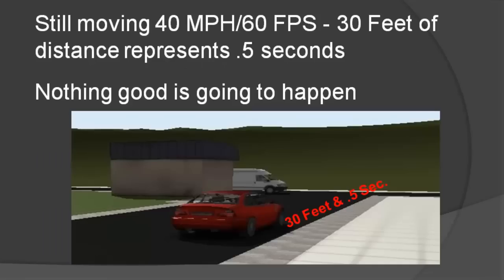The key phrase in that last slide was 30 feet away, still going 40 miles an hour, 60 feet a second. 30 feet at 60 feet a second tells us that we have half a second to do whatever it is we're going to do to avoid that problem. Nothing good is going to happen from this. For the average driver, this is going to be a disaster.